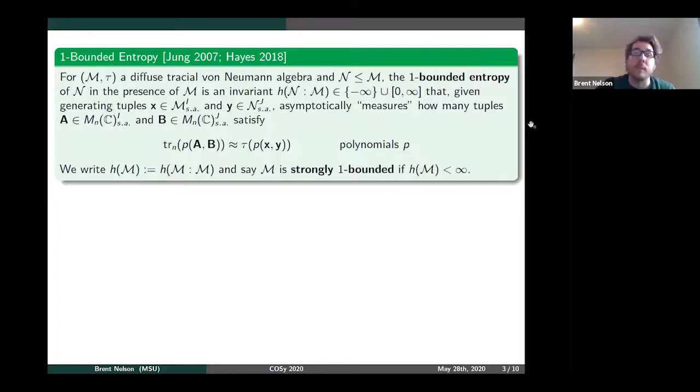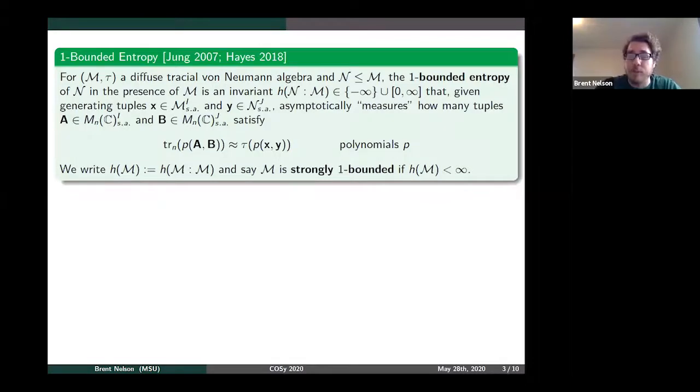And very roughly speaking, what it measures is if you take generating tuples, X for M and Y for N, then it measures asymptotically how many tuples of matrices you can find whose joint distribution with respect to the normalized trace is approximately the joint distribution of this generating tuple with respect to the trace on M. Okay, and so there are some ways to make this more precise. I'm not going to go into details there, but if you're familiar with it, you can see that this is somehow a technical modification of Voiculescu's microstates free entropy dimension.